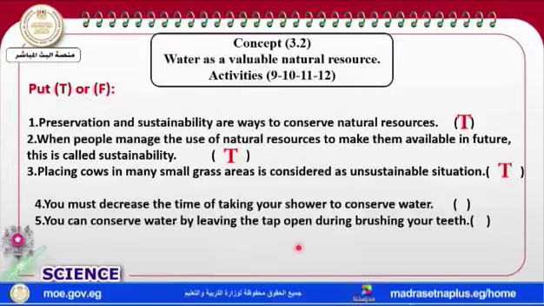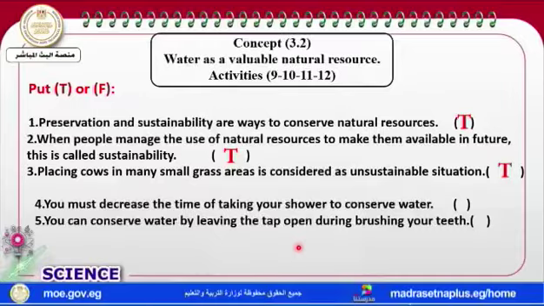Number four, you must decrease the time of taking your shower to conserve water. That's sure true. You must decrease the time of taking a shower. You must decrease the time of flushing the toilet. You must decrease the amount of water which we use while brushing your teeth. Take care of this point.